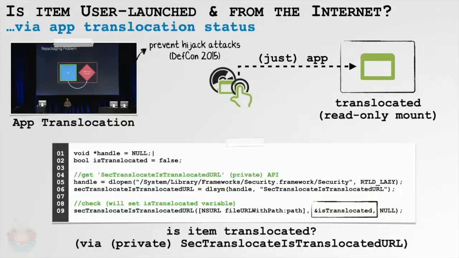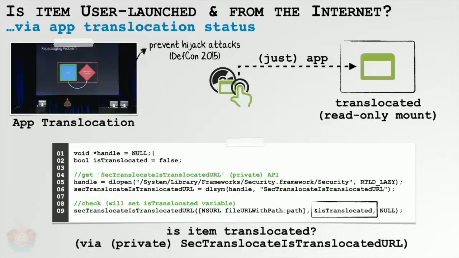Now there's a variety of ways. Perhaps you could check the quarantine attribute, but that gets a little complicated because that's not always cleared, even if the user approves it, et cetera, et cetera. A better way is to simply look for the status of the application, specifically its app translocation status.